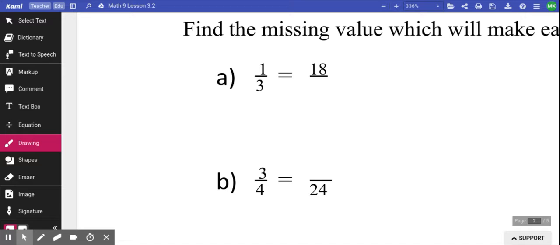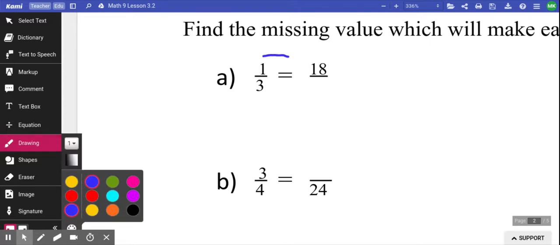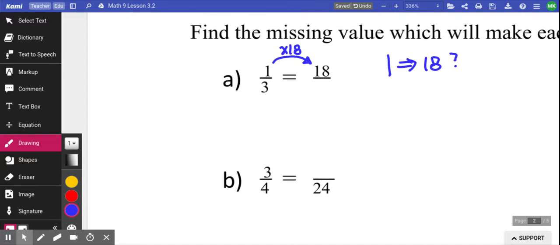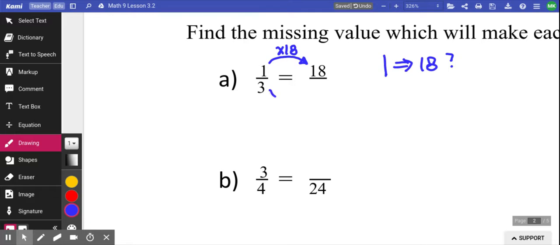The way to figure out what that bottom number would be is to figure out how these two things were related using multiplication or division. So how could I make 1 become 18? That's what you got to ask yourself. Yeah, multiply it by 18. To get from 1 to 18, I multiplied by 18. So if you want an equivalent fraction, you need to multiply the bottom number by 18.